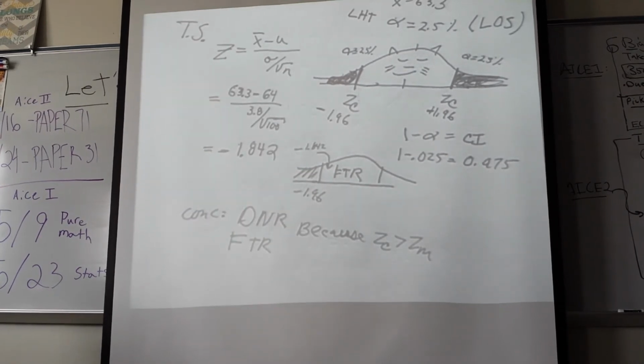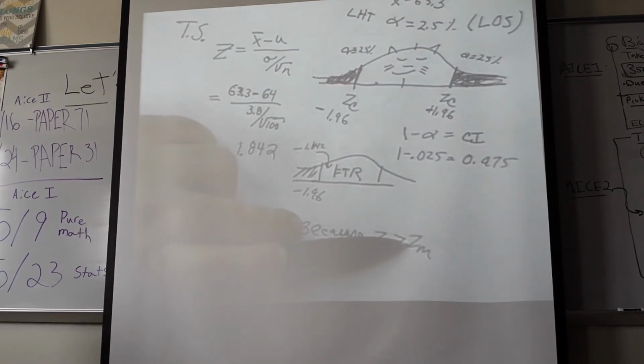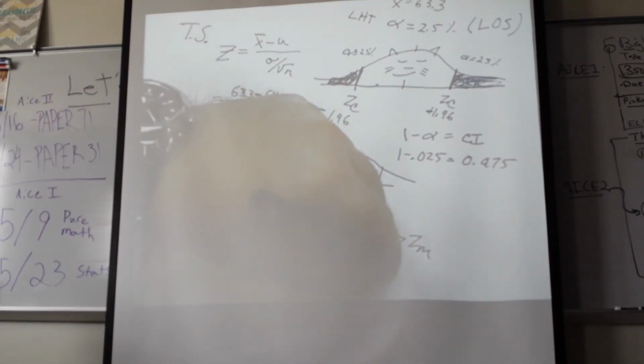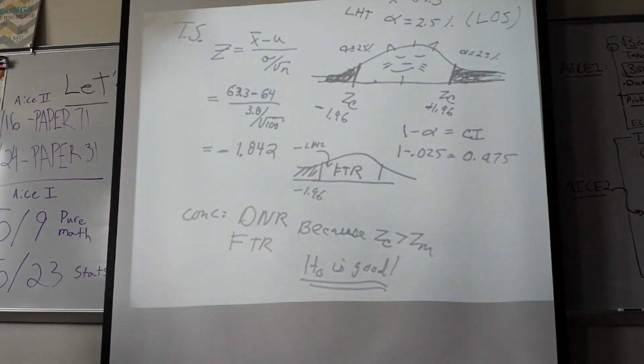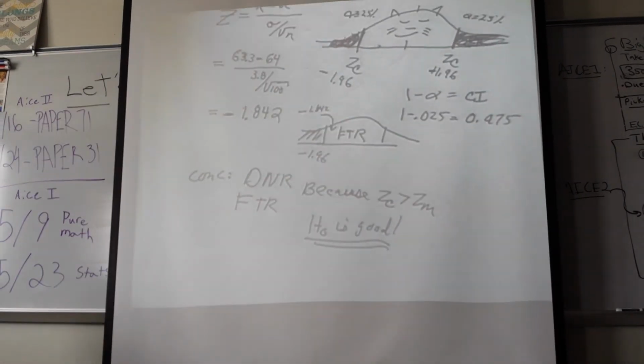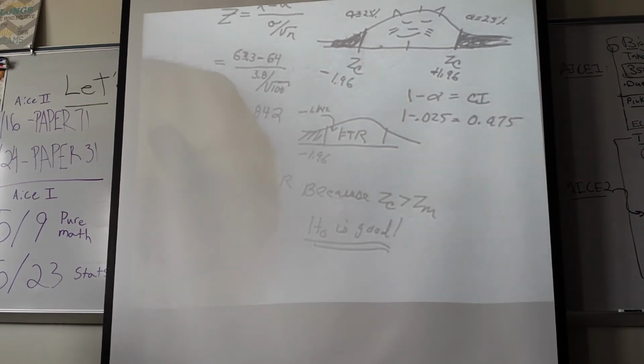I wrote it this way. Since the test stat is greater than Z, you choose, that means we do not fall in the rejection zone, hence failure to reject. What that means is the H0 is good. Management wins. And now the big thing, to wrap it all up, is to say what? There is no statistical evidence.